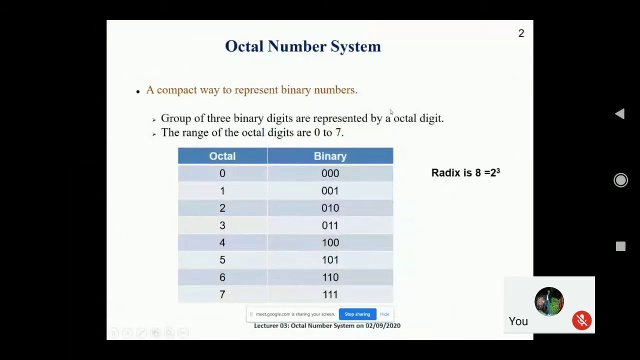So what happened? See here. Every octal digit we are representing with 3 bits. 0 is represented by 000, 1 by 001, 3 by 011, and 7 by 111.